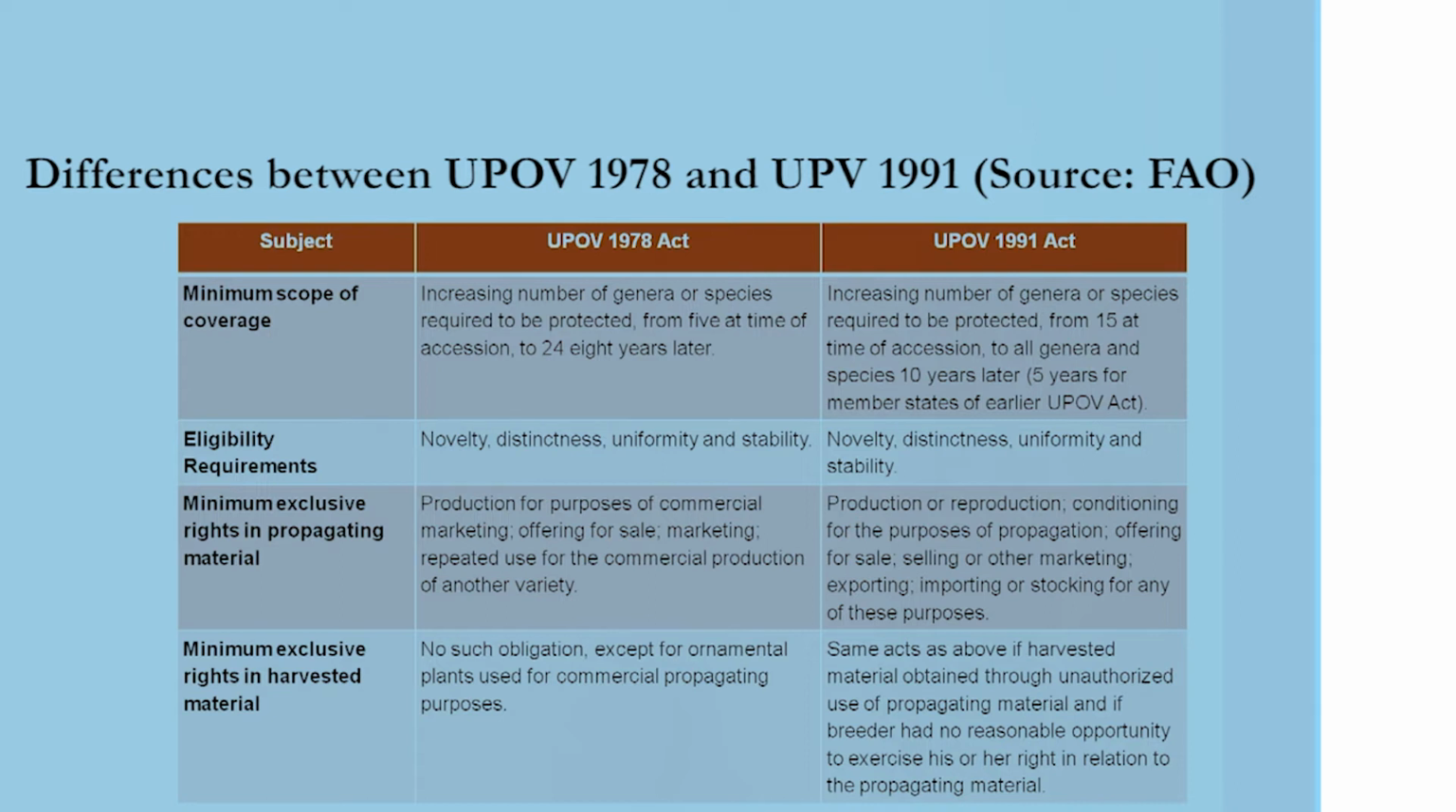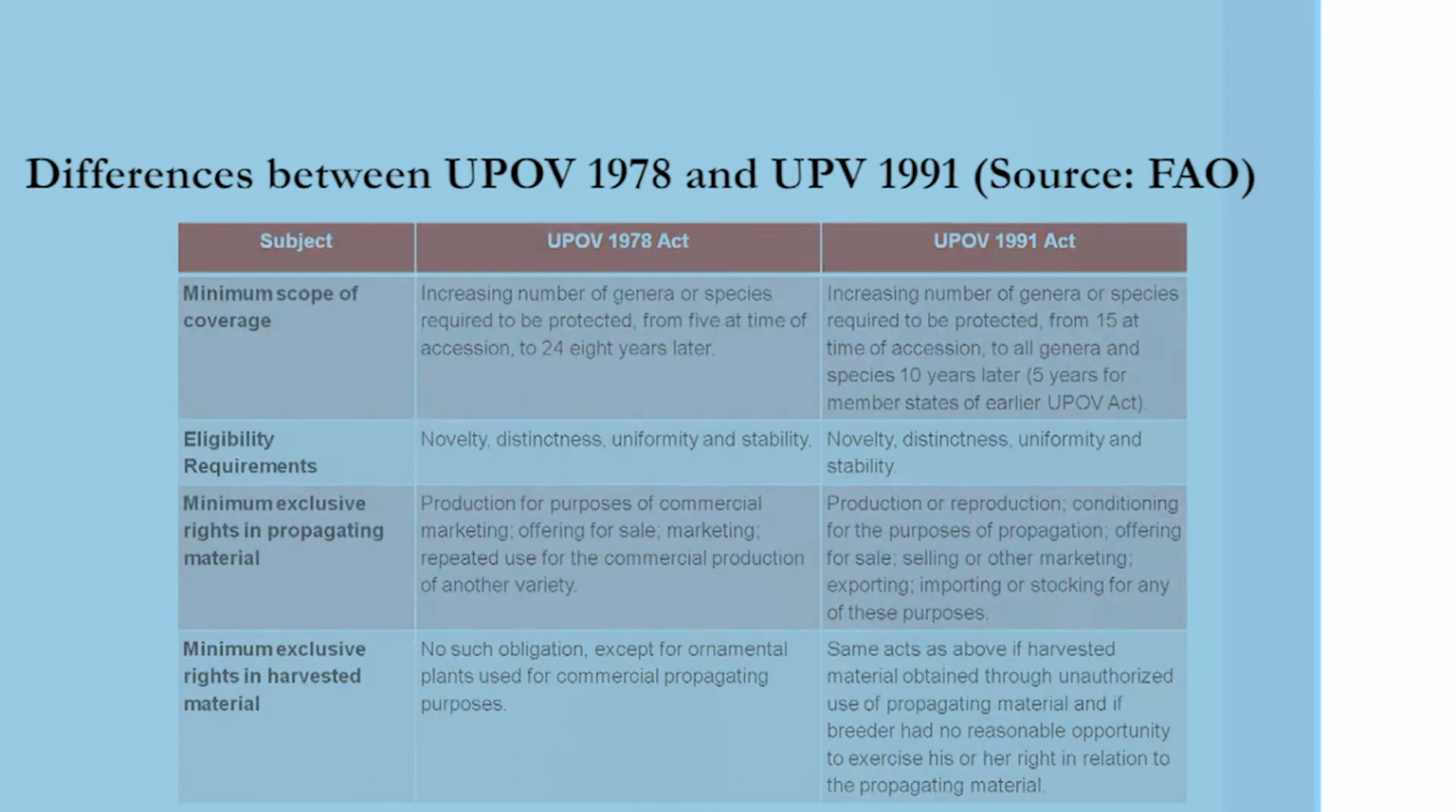Minimum exclusive rights in harvested material: no such obligation, except for ornamental plants used for commercial propagating purposes. Same acts in the case of 1991, if the harvested material is obtained through authorized use of propagating material and the breeder has no reasonable opportunity to exercise his or her right in relation to the propagating material.